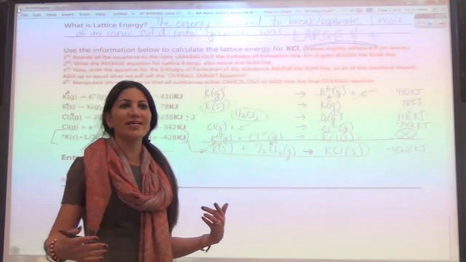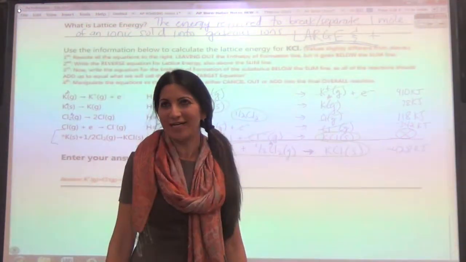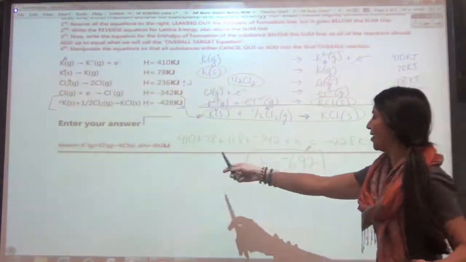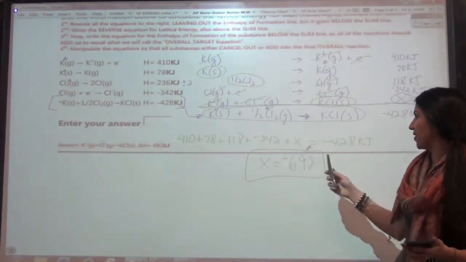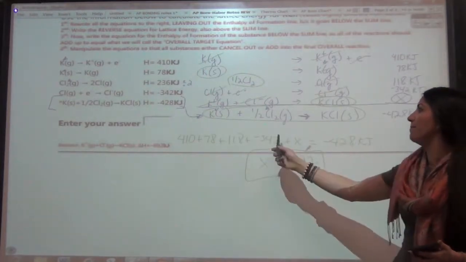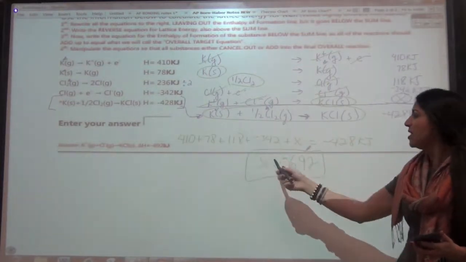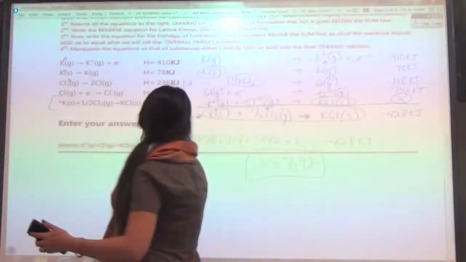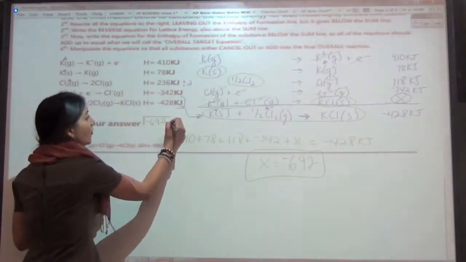All right, so let's pause here and see if we can get this added up together. So go ahead and calculate this. Okay, so when I add all of these numbers up together, I think it's easier to just add these up, do negative 428 minus the answer that you get for this, and you get that X is equal to negative 692.